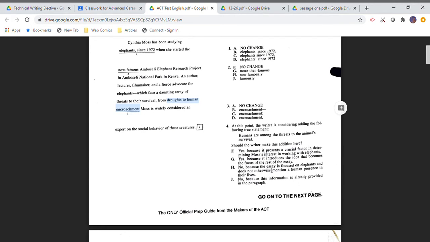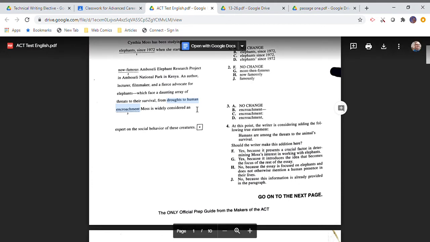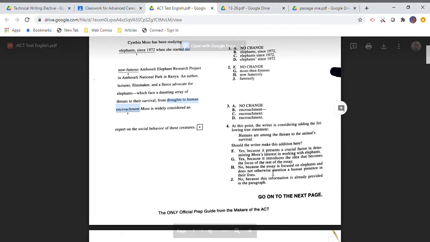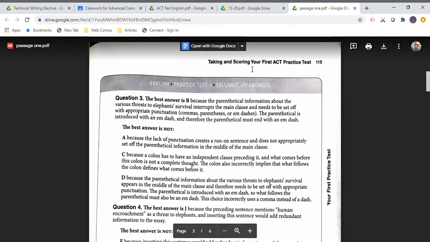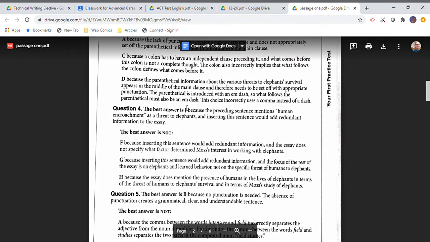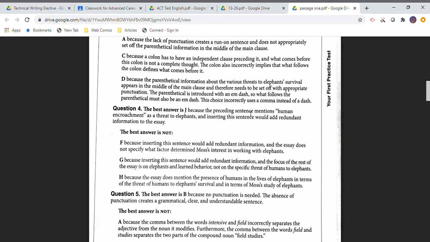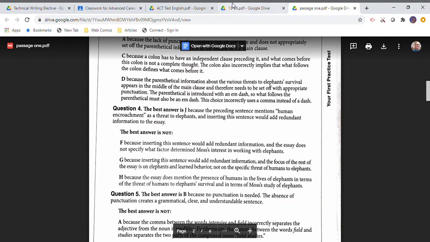No, because the essay is focused on elephants and does not otherwise mention human presence. That's not true. It mentions humans right there. No, because this information is already provided in the paragraph. Right there, human encroachment. So I'm going to say J, and I'm going to check the book. Question 4, the best answer is J, because the preceding sentence mentions human encroachment.